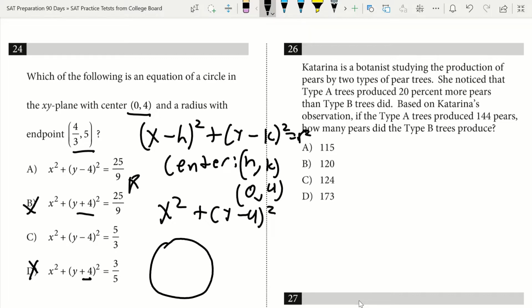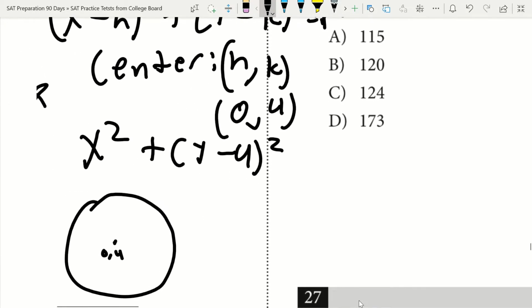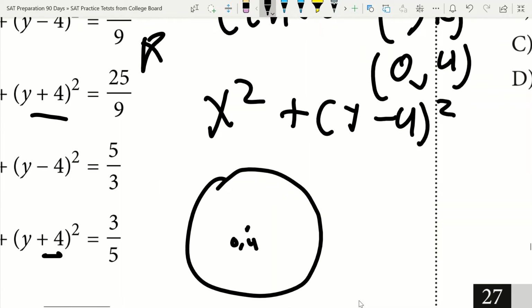I'll do an example circle. So this is going to be (0, 4). I'm going to zoom in so you can actually see this much better. I'll erase this real quick and rewrite it because I want you to be able to see this. So we have the point (0, 4), and that's what that point right there is.